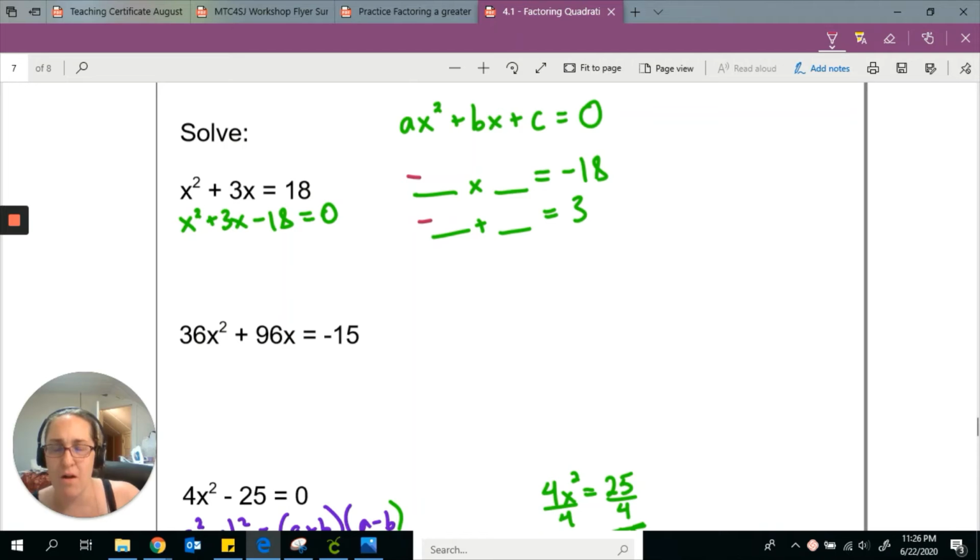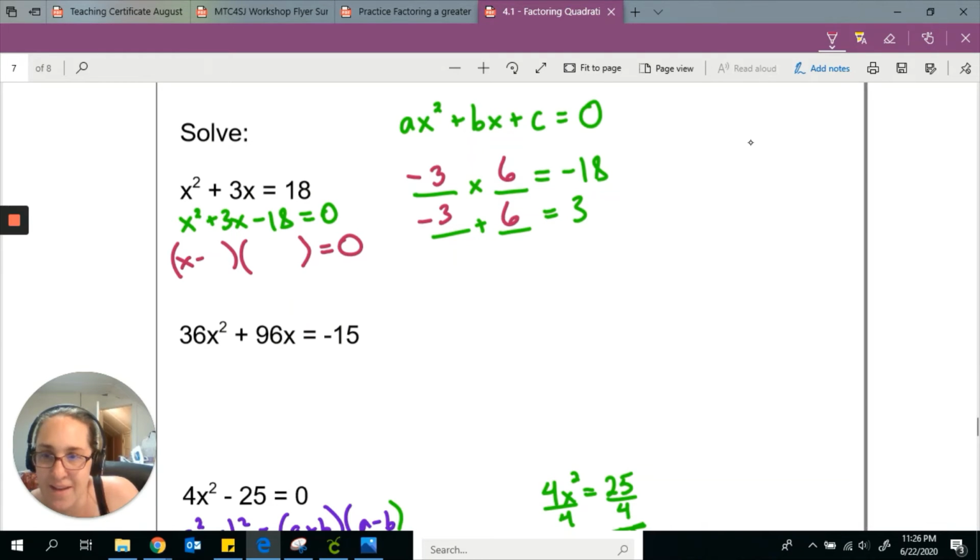So here our negative value is going to be 3, and our positive value is 6, because negative 3 times 6 is negative 18, negative 3 plus 6 is 3. And then because our x squared just has a 1 in front, there's no number in front, we can simply say we're going to factor this as x minus 3 and x plus 6.